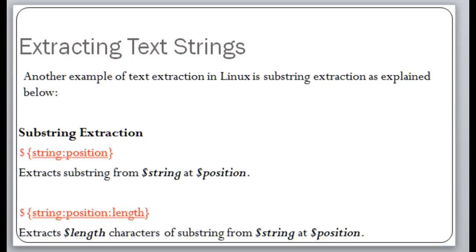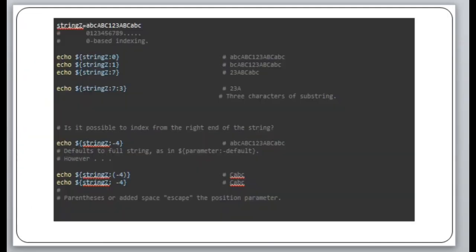We also have another example of text extraction, which is substring extraction. So we can do ${string:position}, and this extracts substrings from the string at position. You can also do ${string:position:length}, which extracts length characters of substring from string at position. And here's an example of that. So we can say echo ${stringZ:0}, echo ${stringZ:1}, and echo ${stringZ:7}. You can also say echo ${stringZ:7:3}.